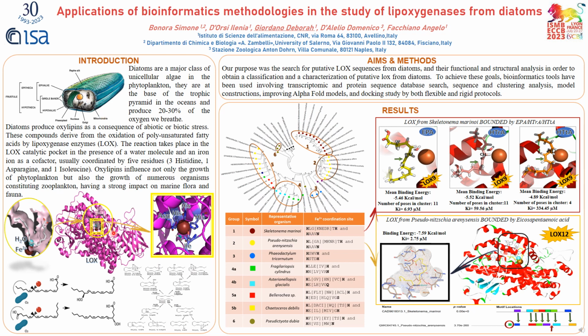Lipoxygenases, or LOX, are the enzymes responsible for the oxidation of polyunsaturated fatty acids to oxylipins. This reaction takes place in the LOX catalytic pocket in the presence of an iron ion as cofactor and a water molecule. The iron cofactor is usually coordinated by 5 residues: 3 histidines, 1 asparagine, and 1 isoleucine.